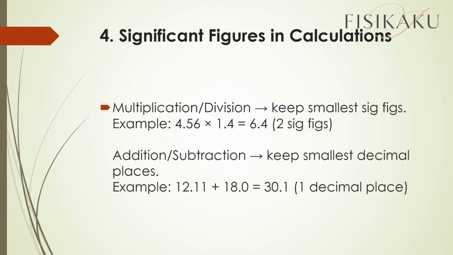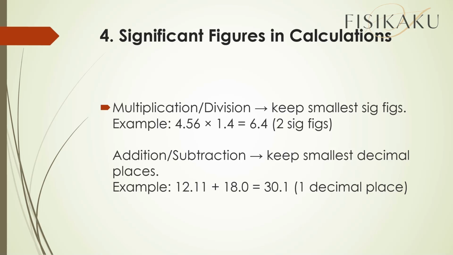4. Significant figures in calculations. Now, how do significant figures affect calculations? For multiplication and division, the answer must have the same number of significant figures as the factor with the fewest. For example, 4.56 times 1.4 equals 6.384. Since 1.4 has 2 significant figures, the result must also have 2, so the answer is rounded to 6.4.